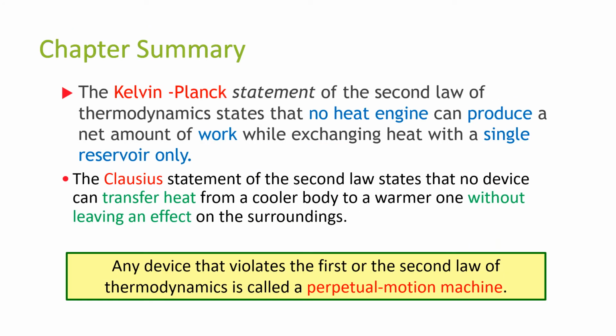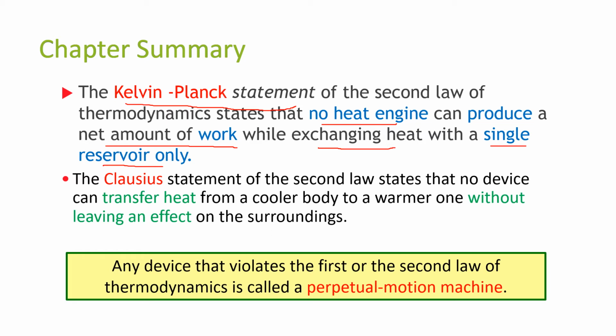Okay, other than that, we also learn about the Kelvin statement of the second law of thermodynamics, saying that no heat engine can produce a net amount of work while exchanging heat with a single reservoir only. So if we only have one reservoir, we cannot produce work.